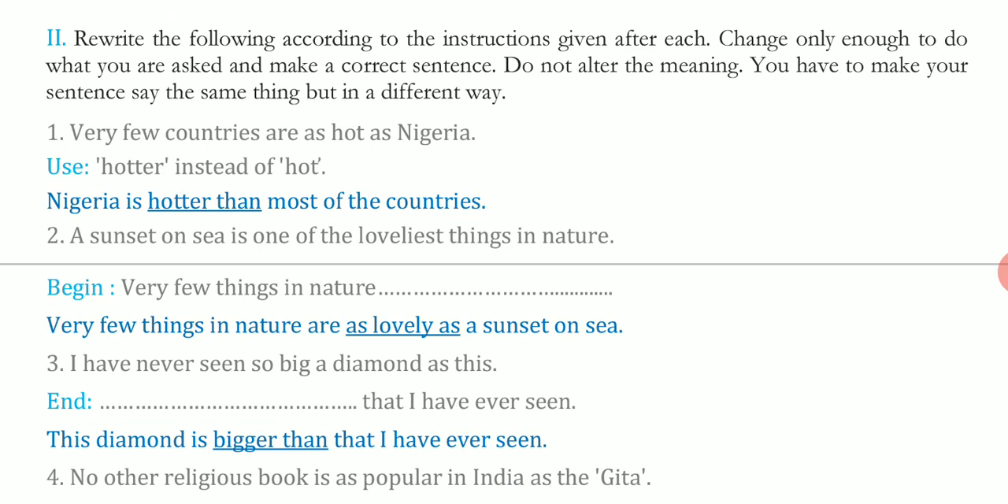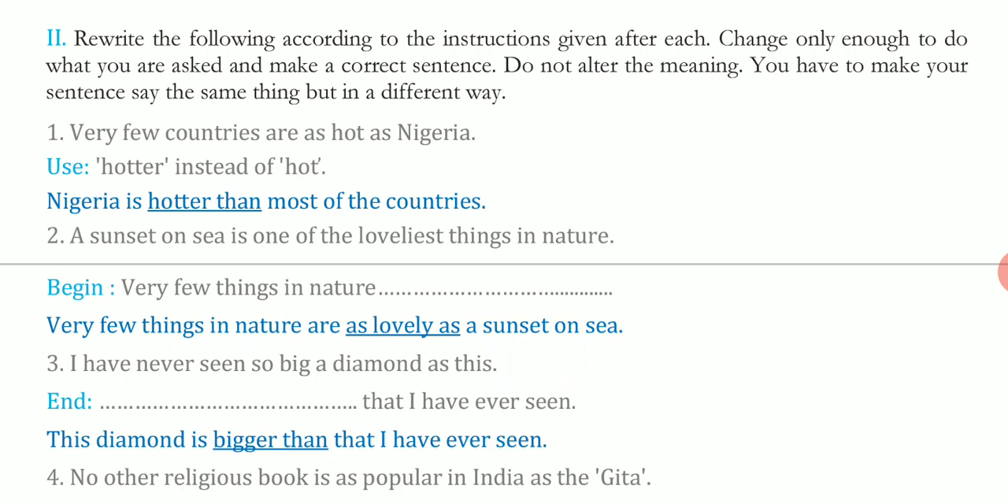Rewrite the following according to the instructions given after each. Change only enough to do what you are asked and make a correct sentence. Do not alter the meaning. You have to make your sentence say the same thing but in a different way. Very few countries are as hot as Nigeria. As hot as, this is in positive degree. We are to use hotter, which is comparative degree. So Nigeria is hotter than most of the countries.